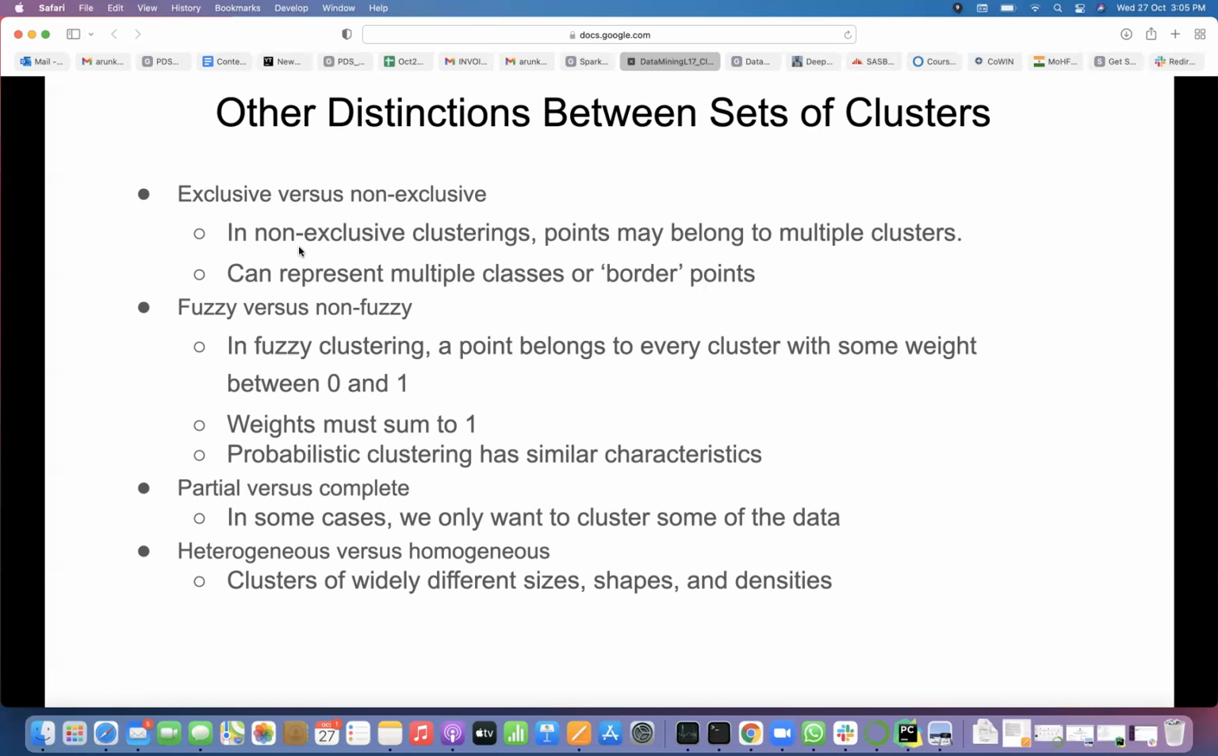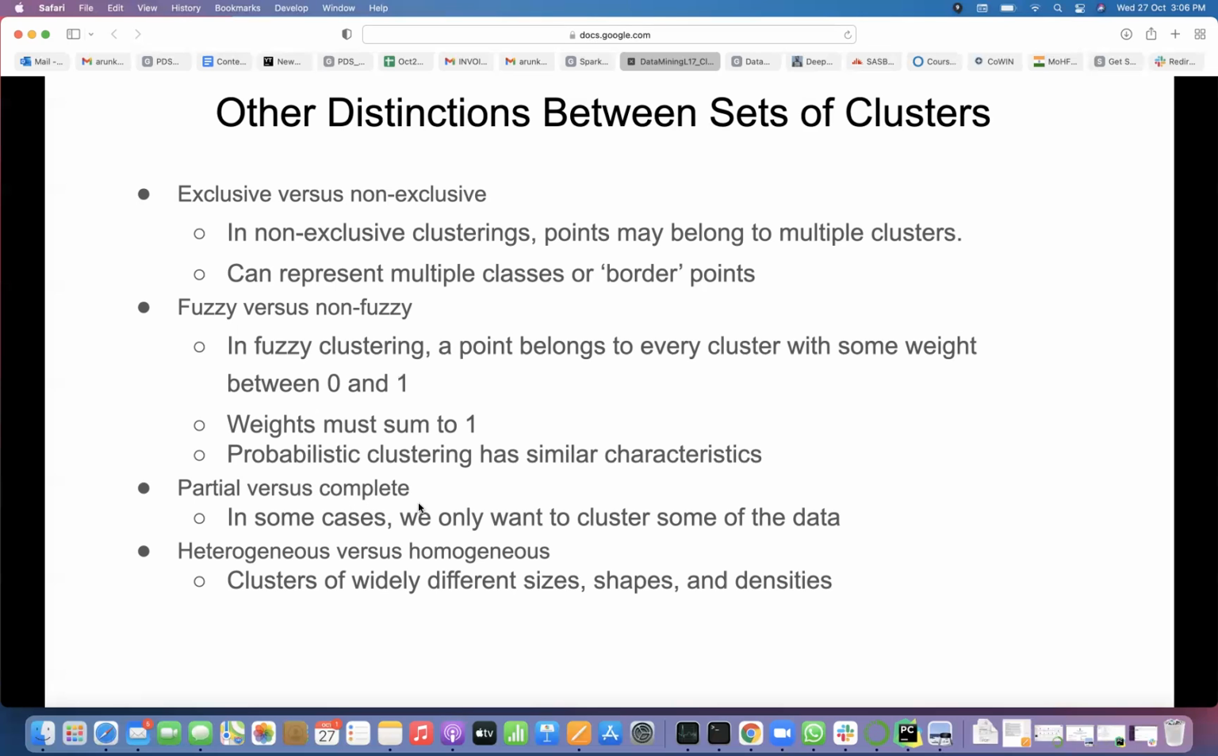Something like probability values, right? The probability that it belongs to this cluster. Like in classification, with logistic regression, you get some value, that is the probability of belonging to the positive class, and 1 minus that is the probability of belonging to the negative class. So here also, for each element, we'll give probabilities for which cluster it belongs to. Probabilistic clustering has similar characteristics.